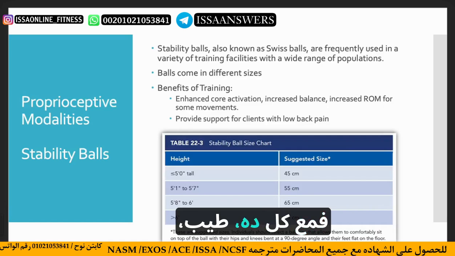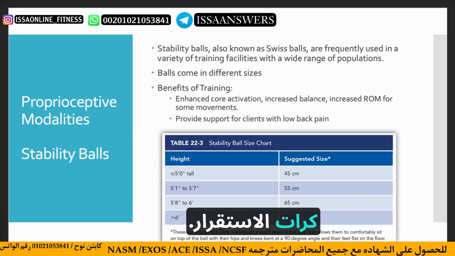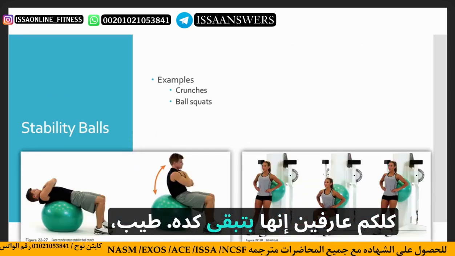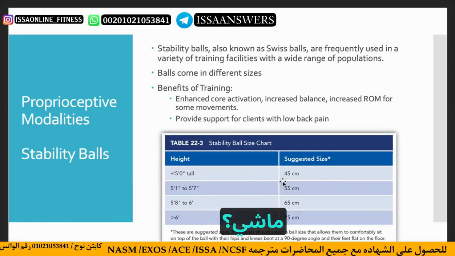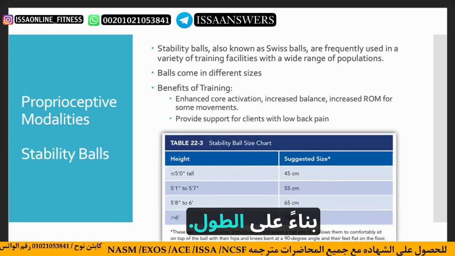So with all that, here comes a little bit more of the proprioceptive premise. Stability balls. If you all have seen stability balls, you all know they look like this. Okay? Here's a good way to fit people. The suggested sizes are on the right based on height.